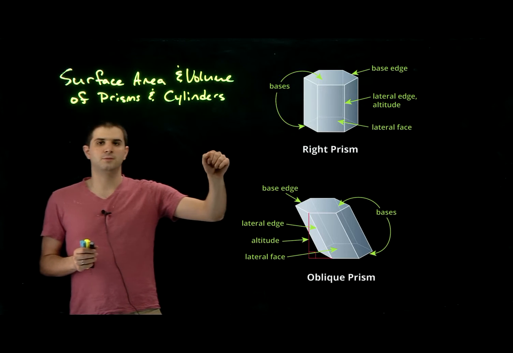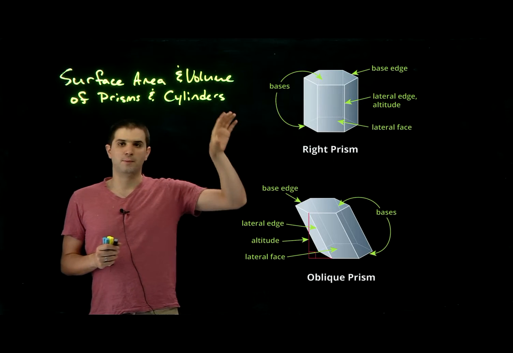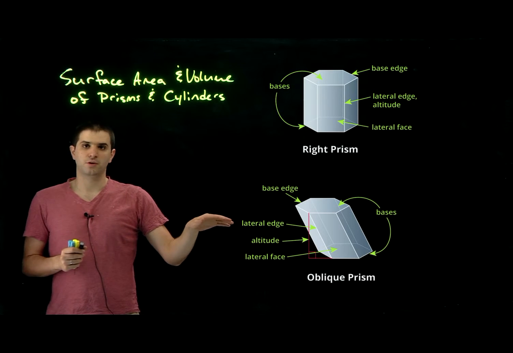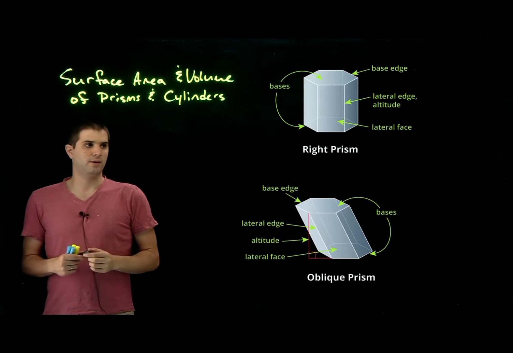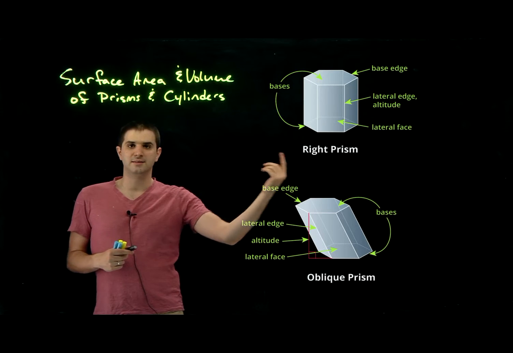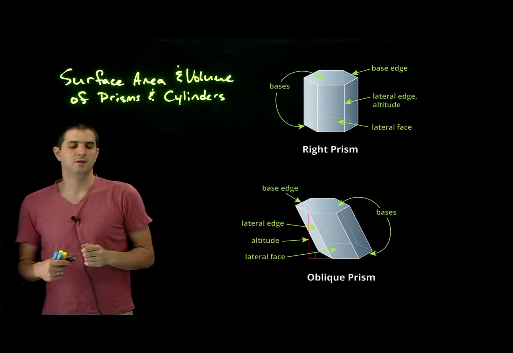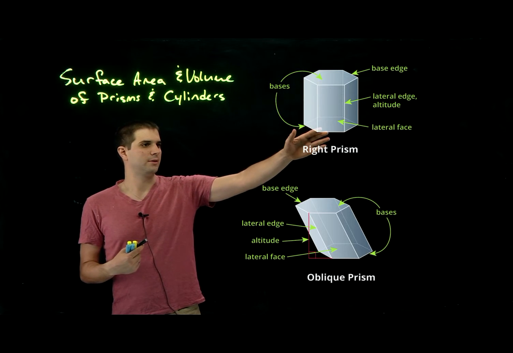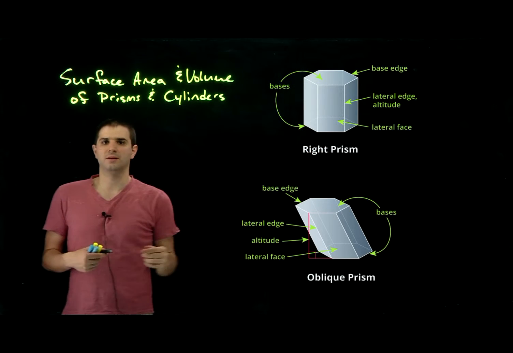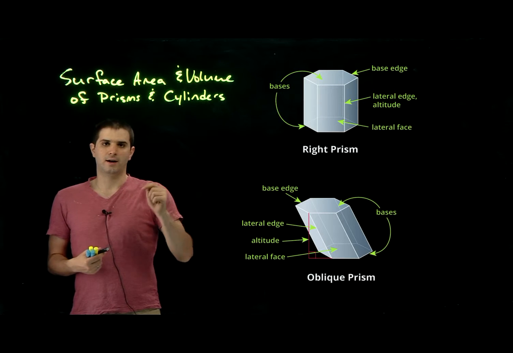So with the right prism, the bases are the top and bottom. Same thing with the oblique prism: the top and the bottom are the bases. Then we have the faces, the lateral faces. We have the edge up here, the lateral edge.